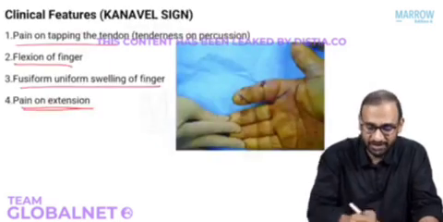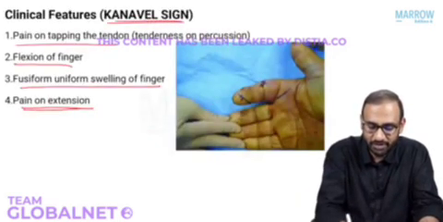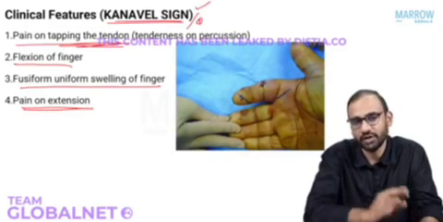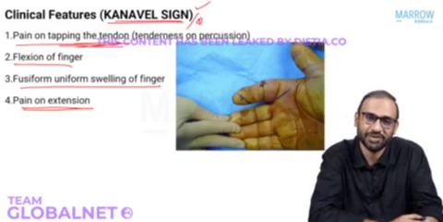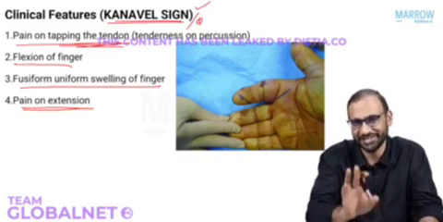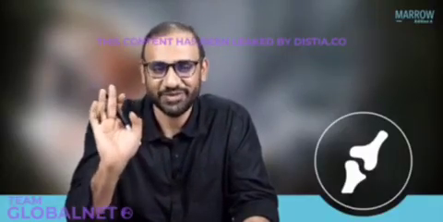And Kanavel sign is the term that is used to describe pain on tapping of the tendon. You should remember this. This is a sign that is seen in tenosynovitis. Can you tell me the treatment now? I'm sure you know the treatment now. Antibiotics, incision and drainage. Right? Antibiotics, incision and drainage is the treatment of tenosynovitis.